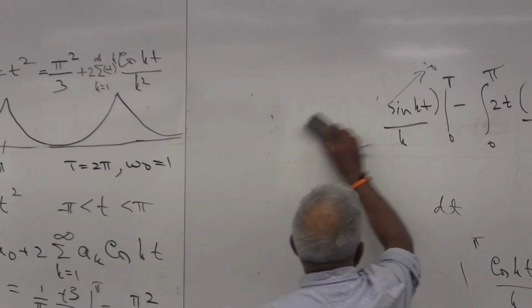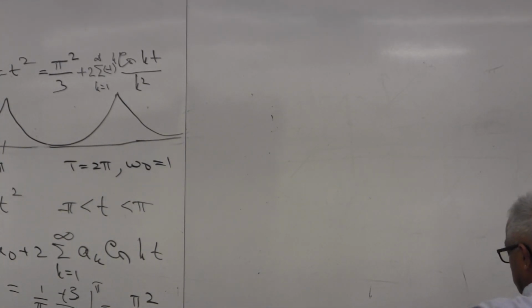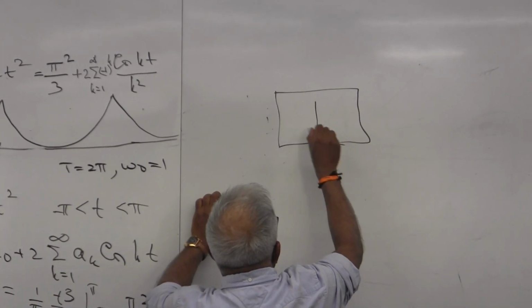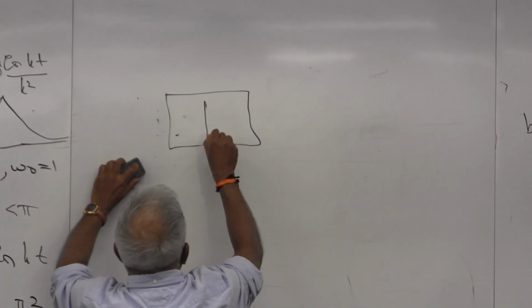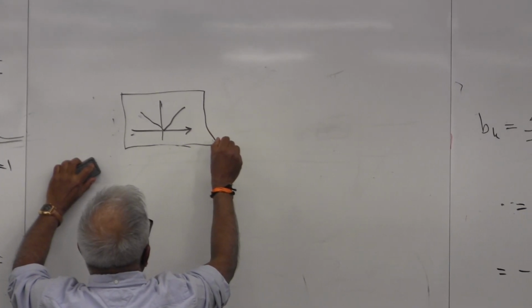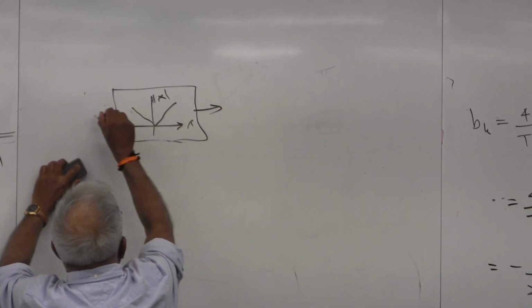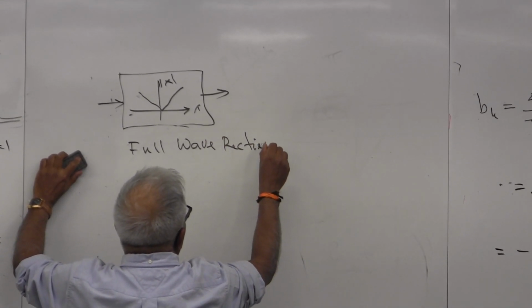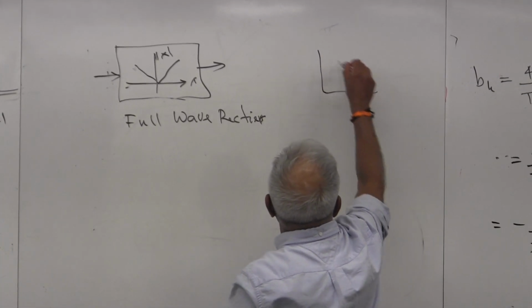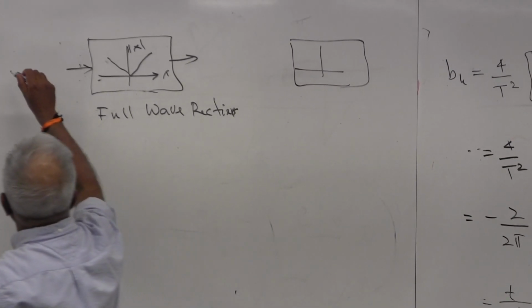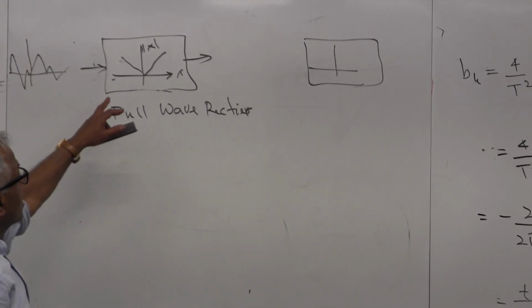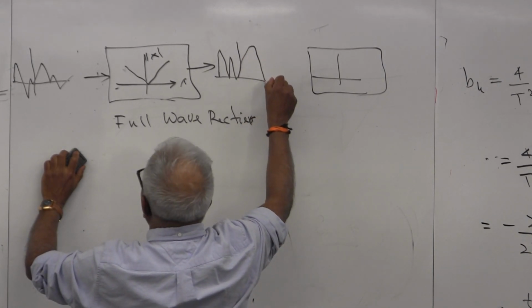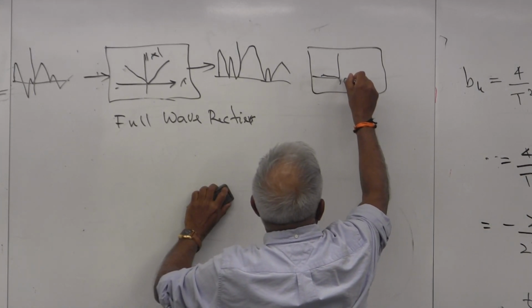So let me do at least one example, which is a full wave rectifier, which comes up in electrical engineering, and a half wave rectifier. In other words, if a waveform with plus and minus signs comes in, the absolute values are put out. So this waveform here will look like this, etc. And half wave rectifier is like this.